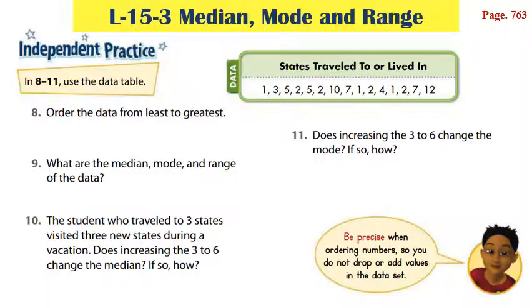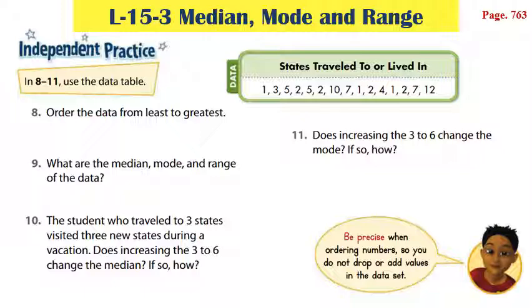Okay, dear students, independent practice now. Read the direction. In 8 to 11, use the data table. Let's read the data table shown at the right. States traveled to or lived in: 1, 3, 5, 2, 5, 2, 10, 7, 12.